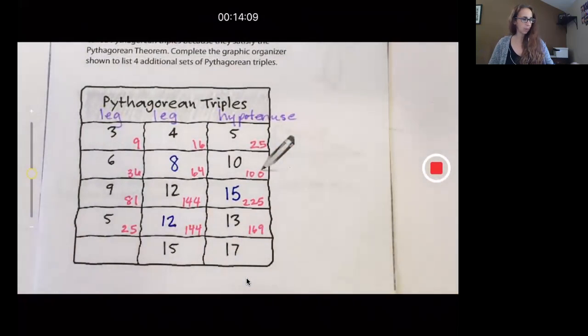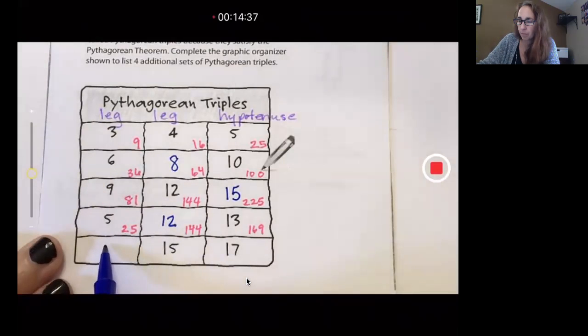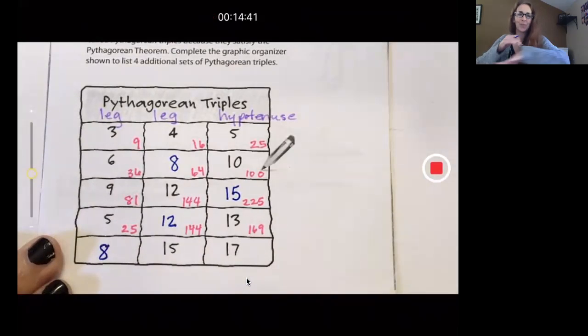All right, last one. You have 15 squared, 17 squared. Find your missing number. Give you a second. Let's see if you got it. Did you get 8? Hope so.